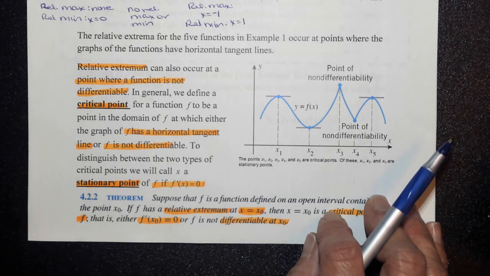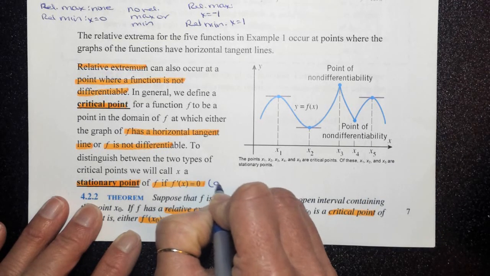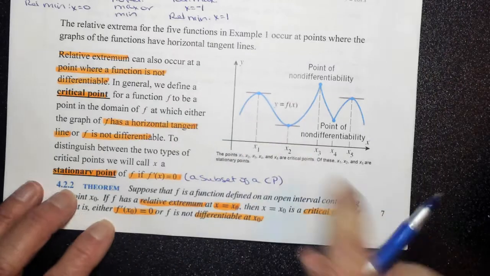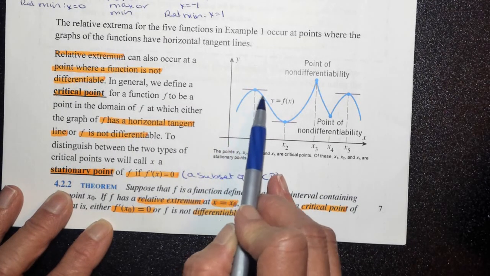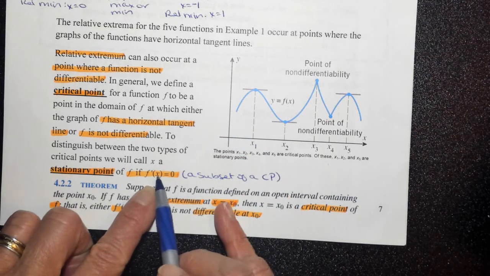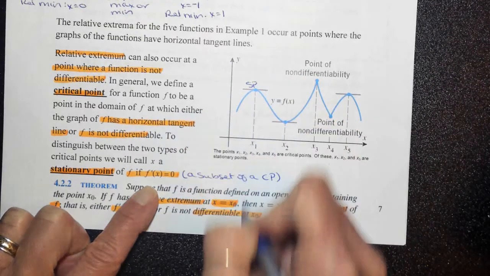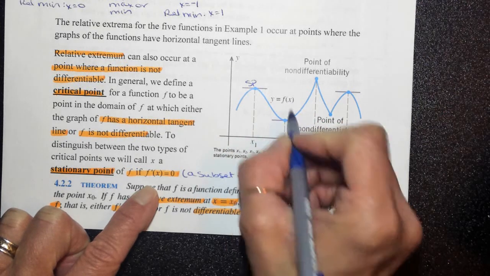So we can actually distinguish between the two types of critical points. We can call them a stationary point and also a critical point, and I'm going to show you the difference here. A stationary point is a subset of a critical point. So let's take a look at this graph right here. What we have is a stationary point right here, where f prime of x is equal to 0, meaning the slope is 0. So this is a stationary point. This here also is a stationary point, so it's a critical point and a stationary point.